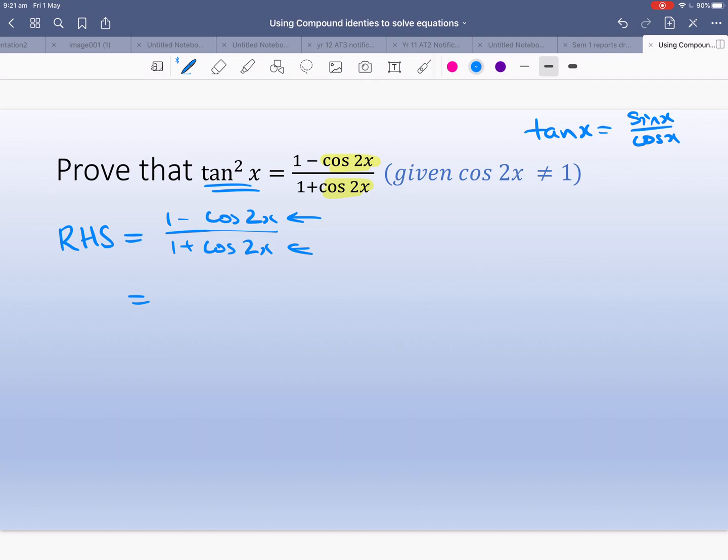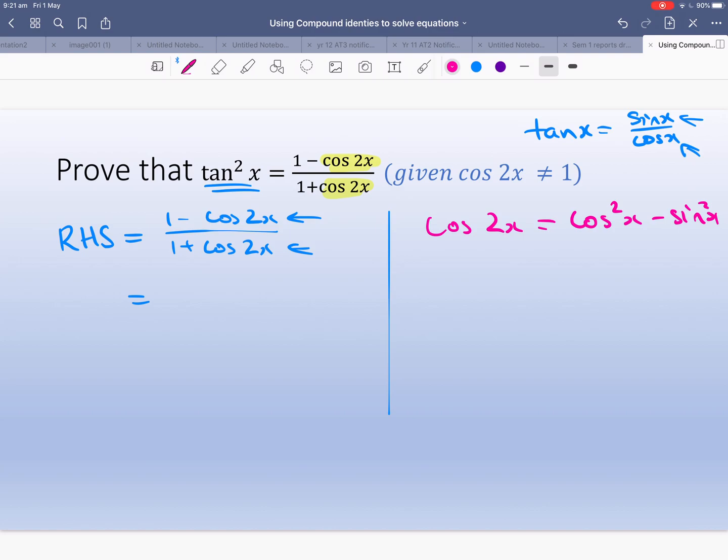Now, because I'm going for tan, I want to get something in terms of sine at the top and something in terms of cos at the bottom. So let me do some working out here. I know that cos 2x is equal to cos squared x minus sine squared x, okay?